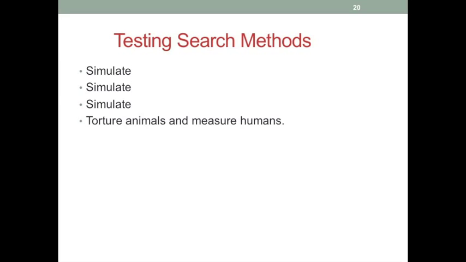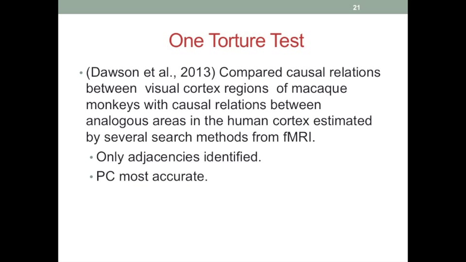So how do you test these methods? Well, you do a lot of simulations, then you torture animals and you measure humans. That's the basic method of testing. So one torture test by Dawson et al. compared causal relationships between visual cortex regions of macaque monkeys with causal relationships between analogous areas in the human cortex, estimated by several search methods from fMRI. And in this case, only the adjacencies were identified, not the directions. And PC was the most accurate out of the algorithms.